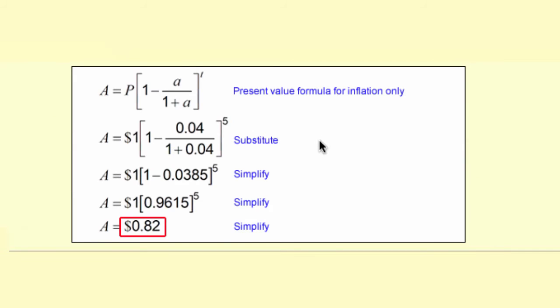So here's an example of that. Let's say you want to find the purchasing power of a dollar in 5 years, assuming a 4% annual rate of inflation. So you input the values into the formula, the $1 that you're trying to find the value of. So it's 1 minus 0.04 divided by 1 plus 0.04, to the 5th power because it's 5 years. Works out to 82 cents. So in 5 years, if you have 4% annual inflation, the dollar becomes worth 82 cents.